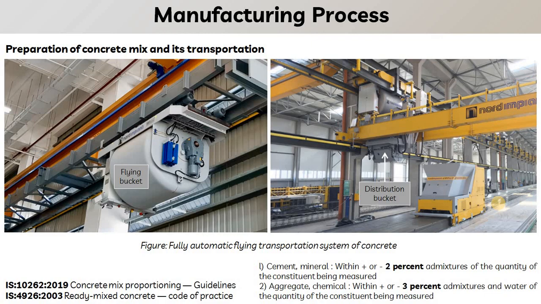Next step is the preparation of the concrete mix and its transportation. In this kind of facility, people generally use advanced technology, that is, fully automated precast concrete plants, in which the concrete is transported in a flying bucket system that runs overhead. The concrete flows through an automated system and is distributed into the distribution bucket, and through the distribution bucket it is poured into the extruder machine. Here you can see this is the extruder machine that is producing the hollow core slab.